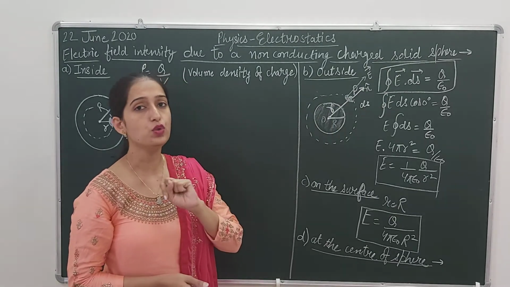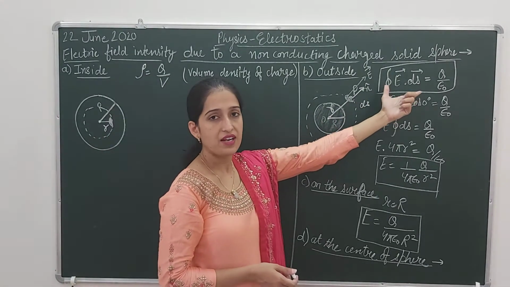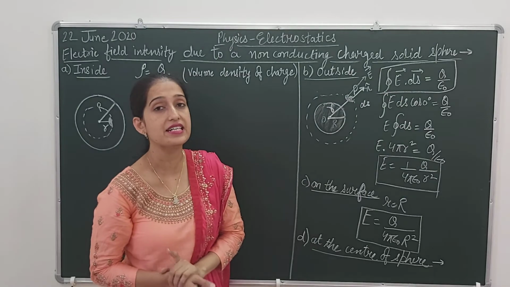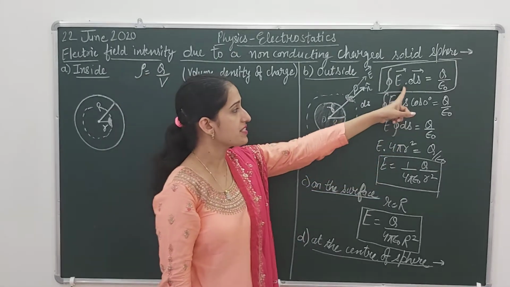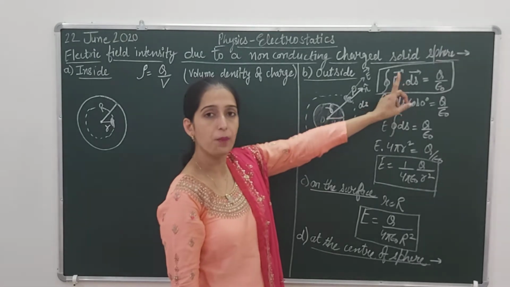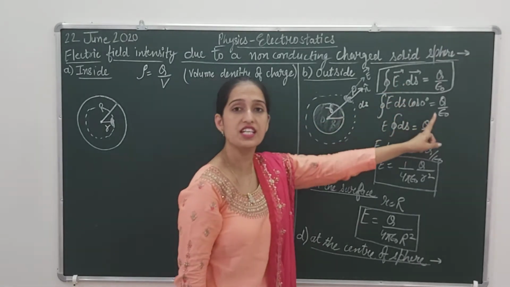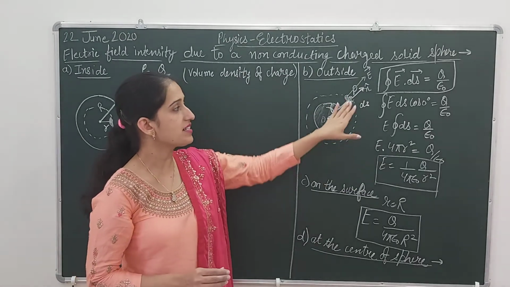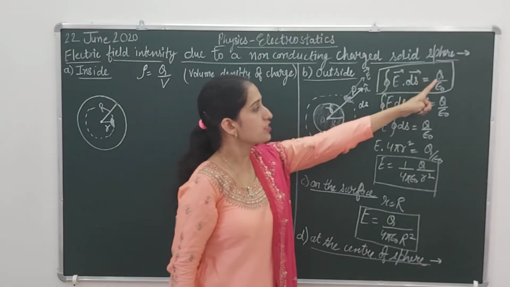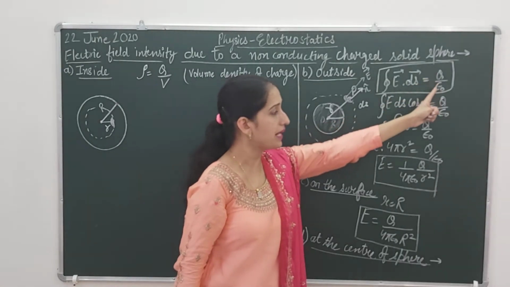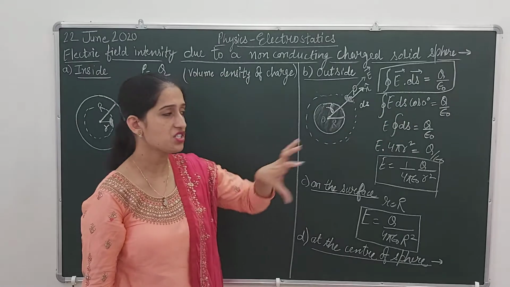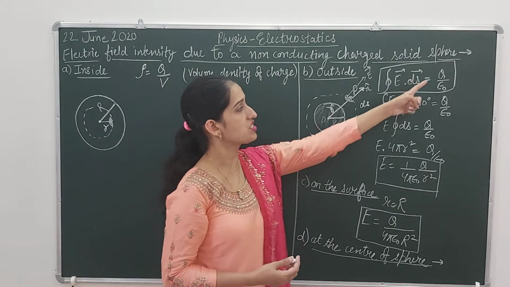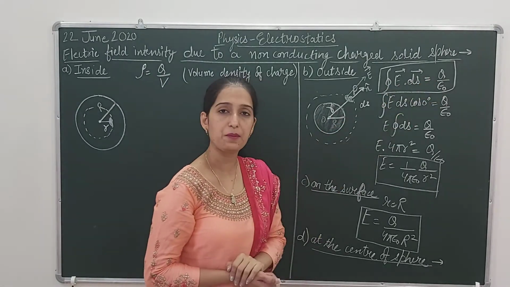According to the definition of flux, flux is equal to the closed integral of E dot ds. E is the electric field intensity, ds is the area vector. The dot product, when we open it, gives E ds cos theta. Theta is the angle between the direction of the area vector and the electric field intensity, which is 0 here. And according to Gauss law, flux is given by 1 by epsilon times the total charge contained inside the given surface. Here the total charge is Q. So this equals Q by epsilon naught.